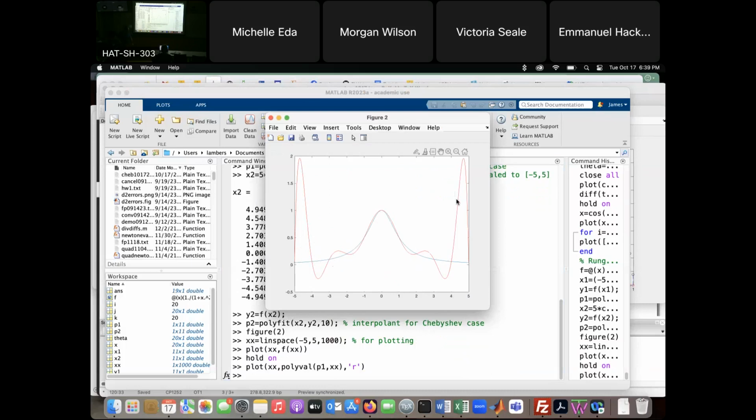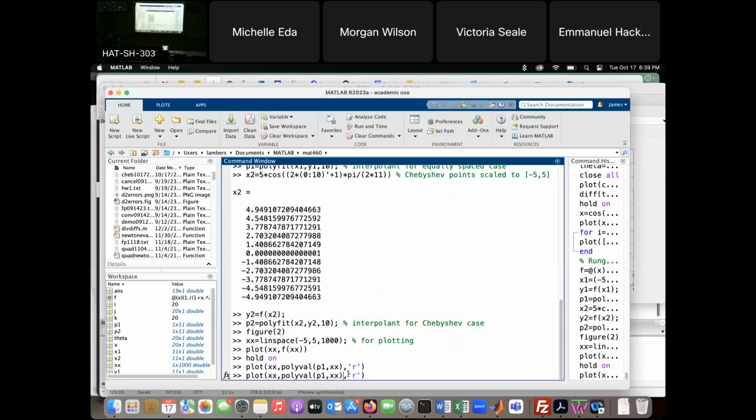Oh, did it not? Oh, okay, that's the front graph. Okay, now I'm going to plot the Chebyshev one. So I'm just going to change P1 to P2 and change the color. I'm going to make it green. Actually, I'll use c for cyan, so a nice bright light blue.